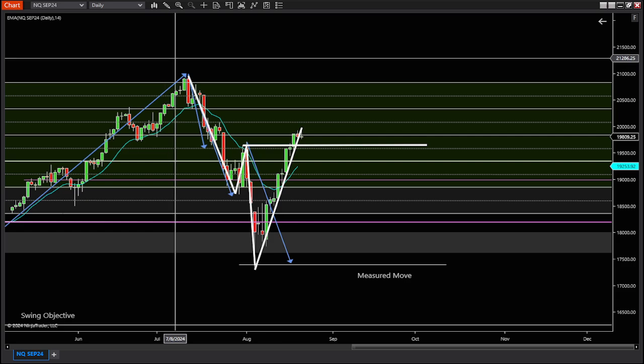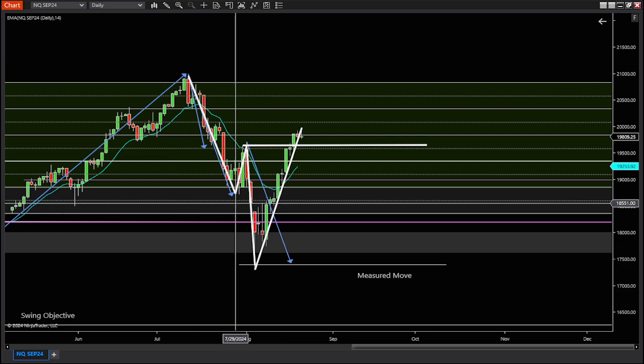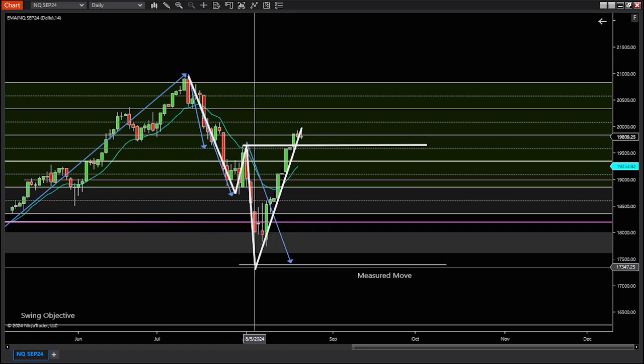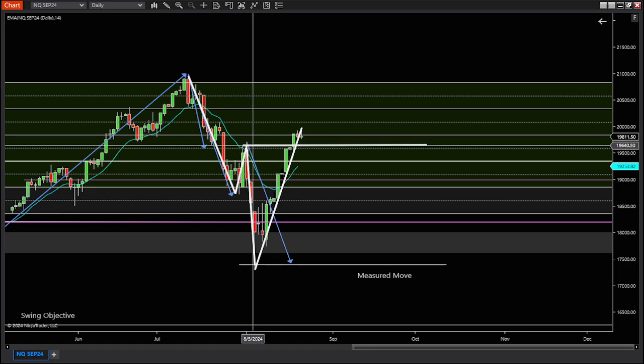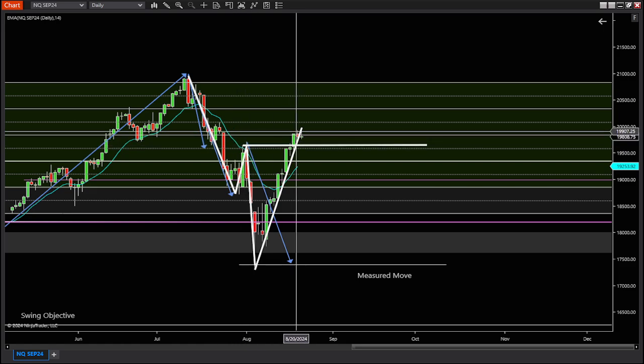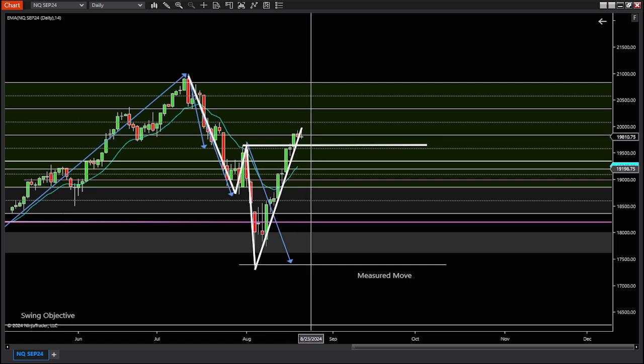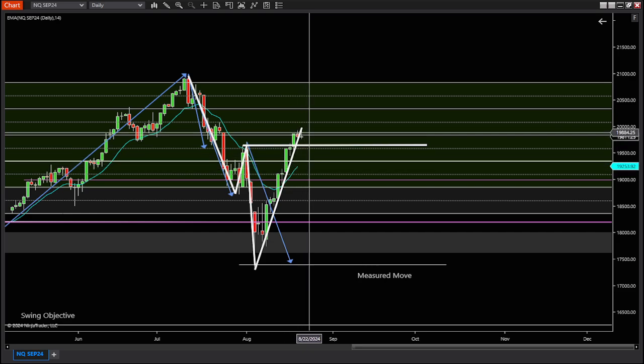Oh, but hold on. Let me backtrack. Strong move down, pull back, lower low. Pull back above the previous swing, the previous pullback here, potentially trapping in sellers. We don't have a confirmation yet. But what did we just do? We separated from the EMA. Look at this separation from the EMA.